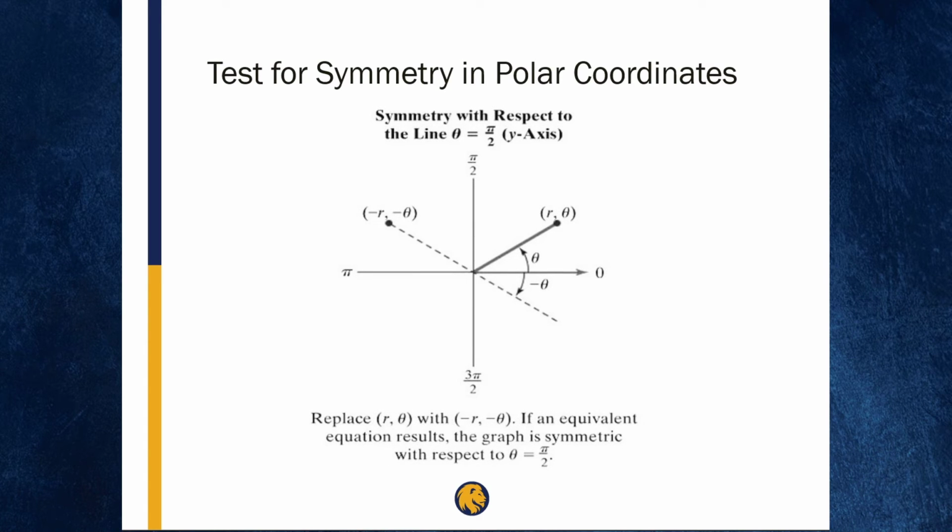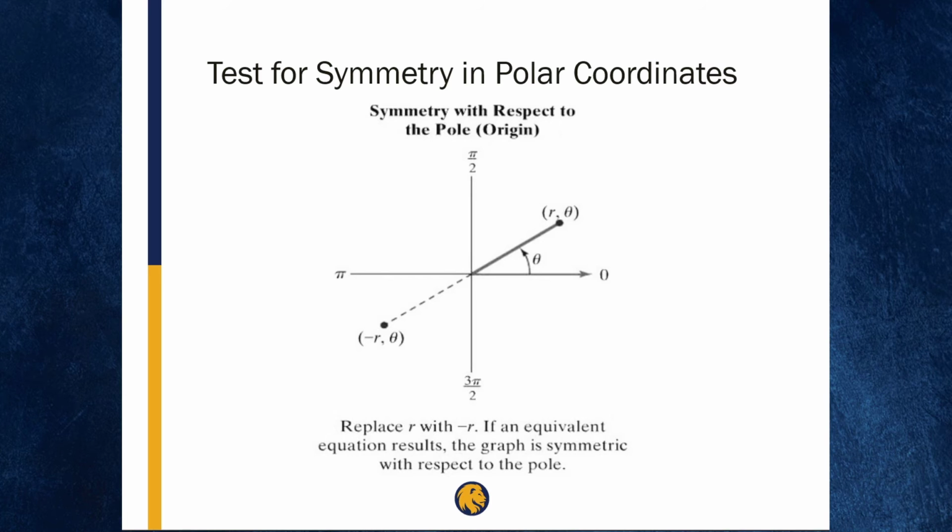We can check for symmetry about the line theta equals pi over 2, which corresponds to the y-axis in rectangular form, by replacing the r comma theta with negative r comma negative theta. If an equivalent equation results, then the graph is symmetric with respect to theta equals pi over 2.